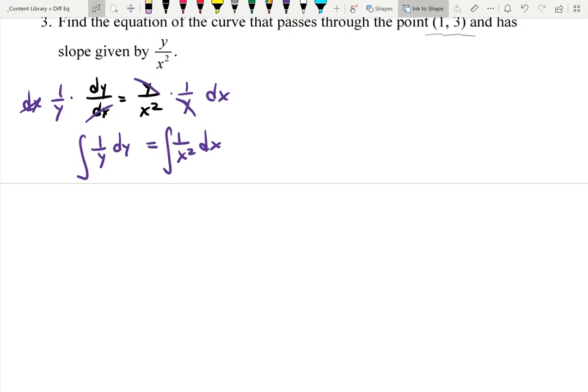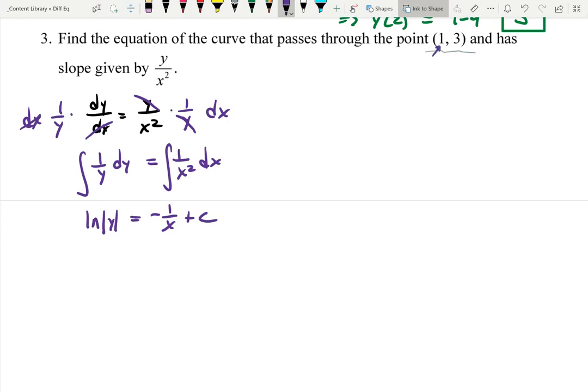Now here's where you have to remember that this is a special case. 1 over y has an antiderivative of ln absolute value y. Antiderivative of 1 over x squared, negative 1 over x plus c. I'm going to go ahead and solve for my c now using 1 for x and 3 for y. So ln 3 is equal to negative 1 plus c. Therefore, c is the natural log of 3 plus 1.